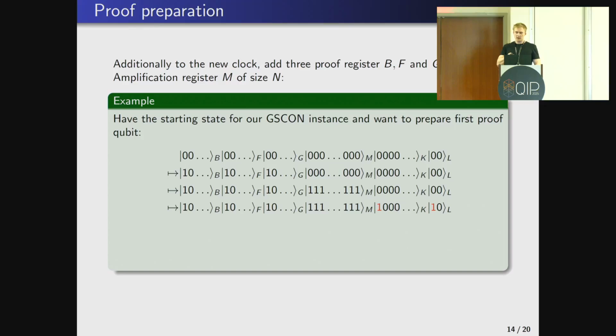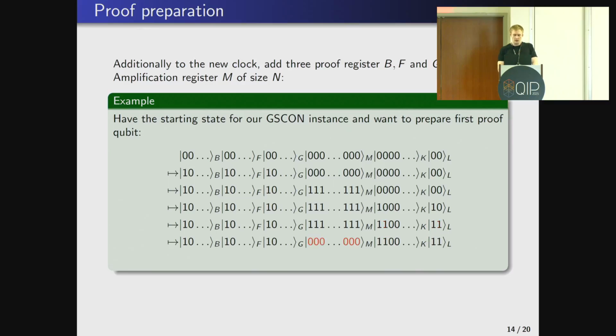Next up, we can advance the clock. This makes a check if the amplification qubits match our proof qubit. So this is the case. We can advance the clock further. Now we are allowed to unflip all the amplification qubits. And lastly, we can advance the clock one last time. And now there's a check if the amplification qubits are all 0. And we can see that on the register L, we went through all 4 time steps.